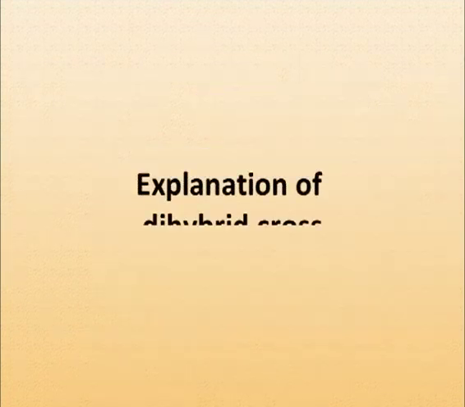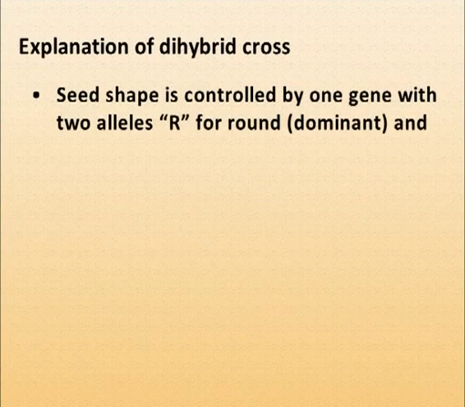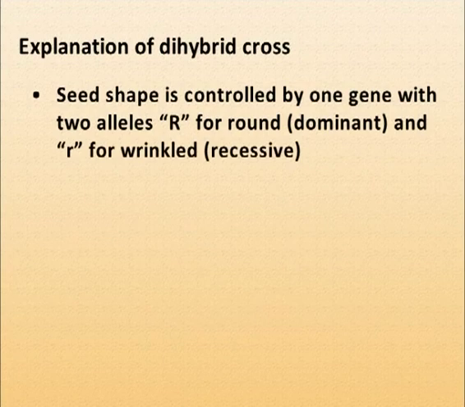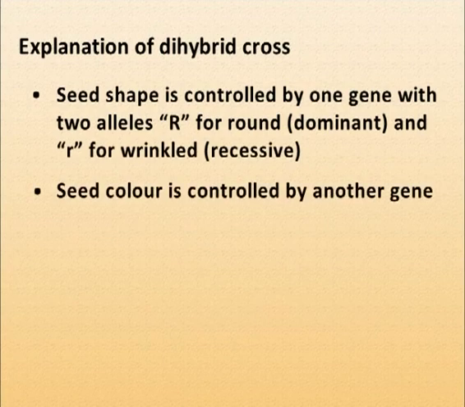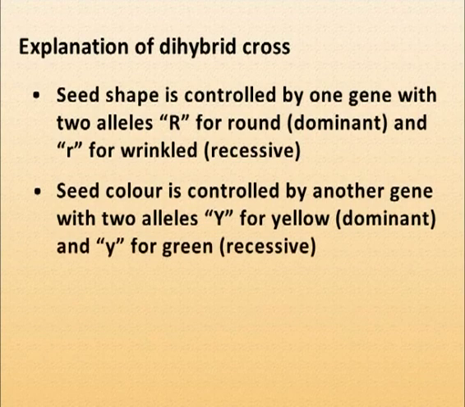Now, let me explain this dihybrid cross in another way. Seed shape in pea plant is controlled by one gene with two alleles, capital R for round shape which is dominant and small r for wrinkled shape which is recessive. Similarly, seed color is controlled by another gene with two alleles, capital Y for yellow color which is dominant and small y for green color which is recessive.